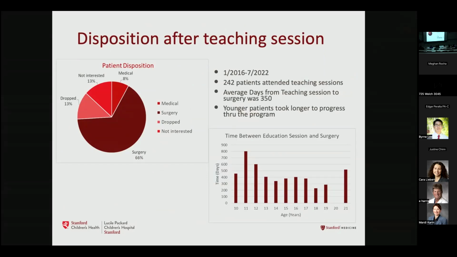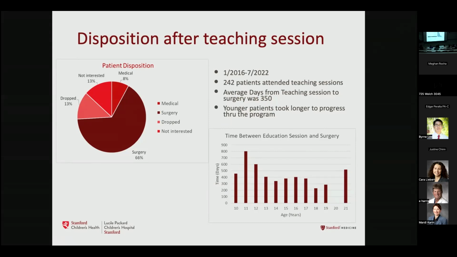It ends up that getting through our program actually takes a year. Even though it's set up to be a 6-month program, when we looked at the data, we found that the average time from teaching session to surgery was a year. It's even longer in younger kids. So the younger they are, the longer it takes them to get through our program. And the kids over 20 are mostly kids with severe disabilities, so it takes them longer too.